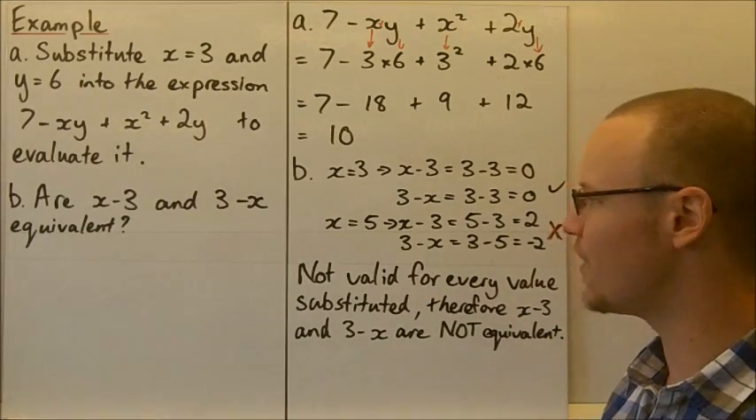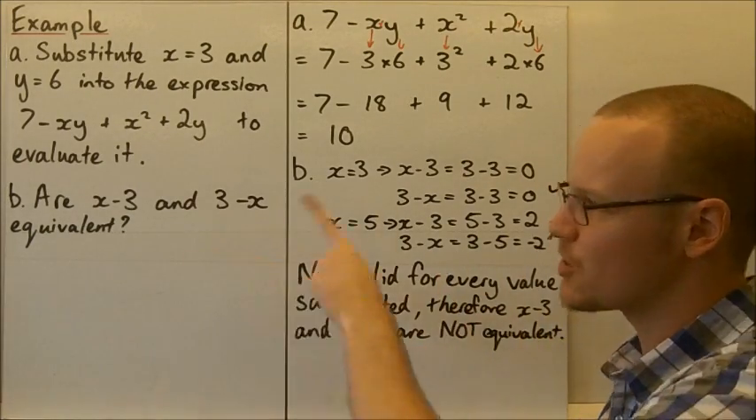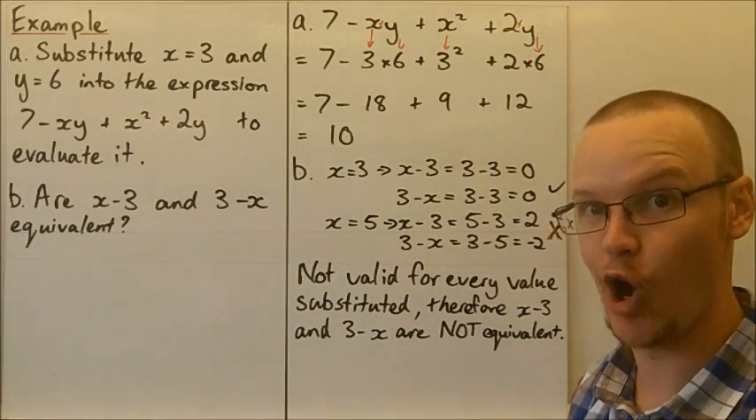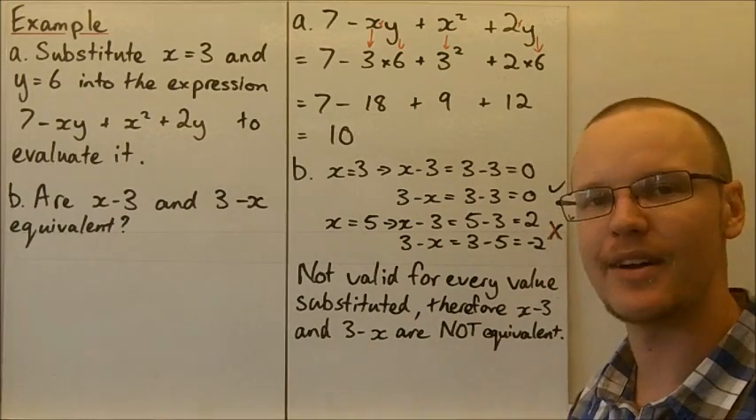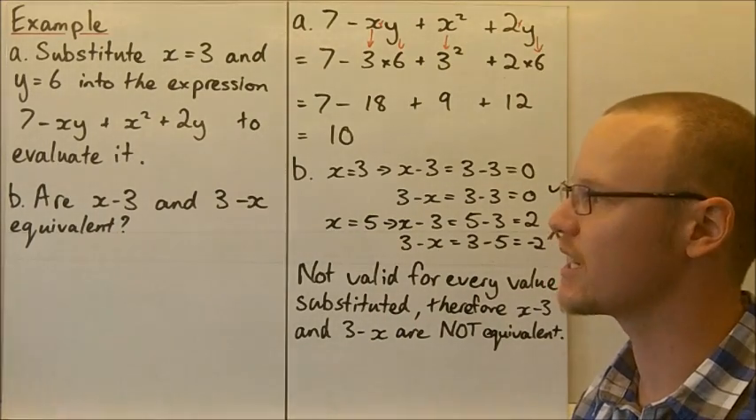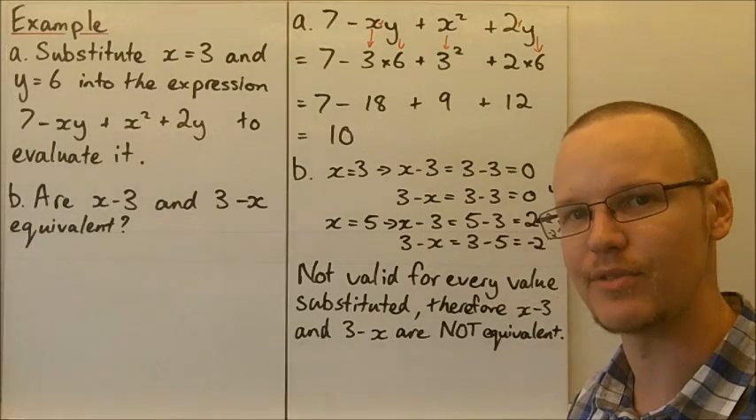So you only have to find one value for which they don't get the same answer, and you know automatically they're not equivalent. And we'll be looking at other methods for determining whether two expressions are equivalent later on.